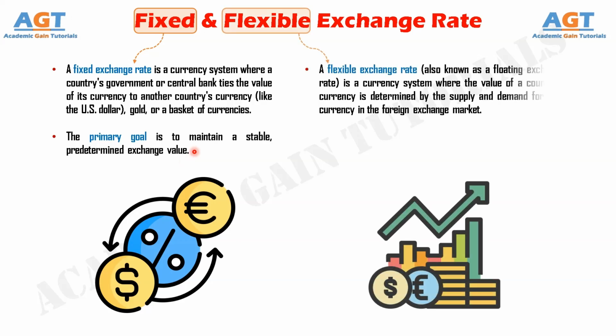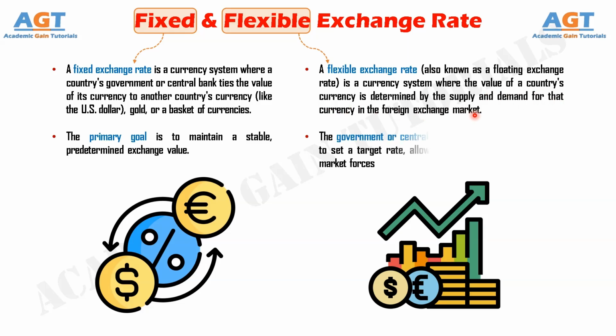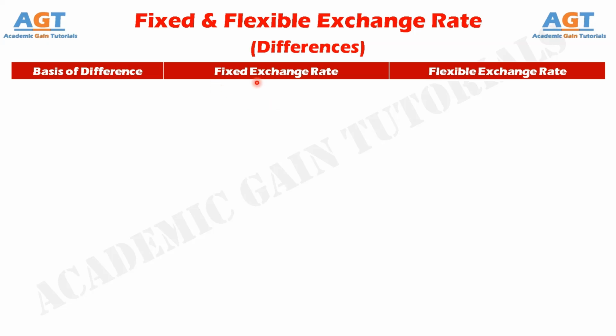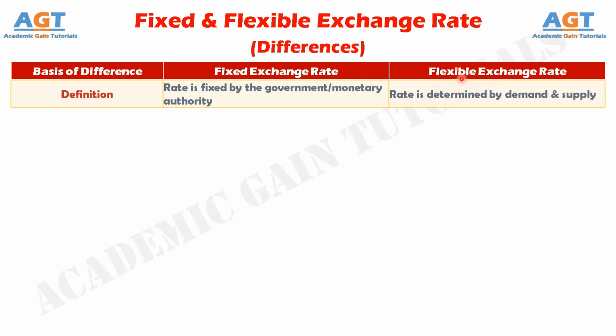On the other hand, a flexible exchange rate, also known as a floating exchange rate, is a currency system where the value of a country's currency is determined by the supply and demand for that currency in the foreign exchange market. The government or central bank does not actively intervene to set a target rate, allowing the rate to float based on market forces. So, let's look into the basic differences between fixed exchange rate and flexible exchange rate in a tabular form.